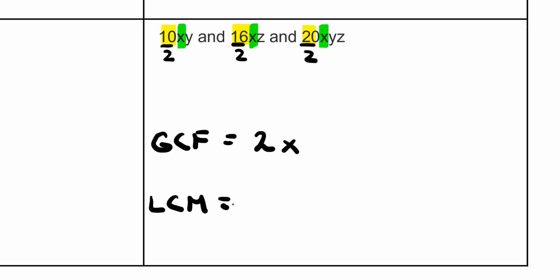For the least common multiple, 10, 16, and 20, the least common multiple between those three numbers should be 80. All right, so 20 times 4 gives you 80. Obviously, 10 times 8 gives you 80. Sorry, just correcting my math here again. It should be 16 times 5 will give you 80. Okay, so the least common multiple is going to be 80.